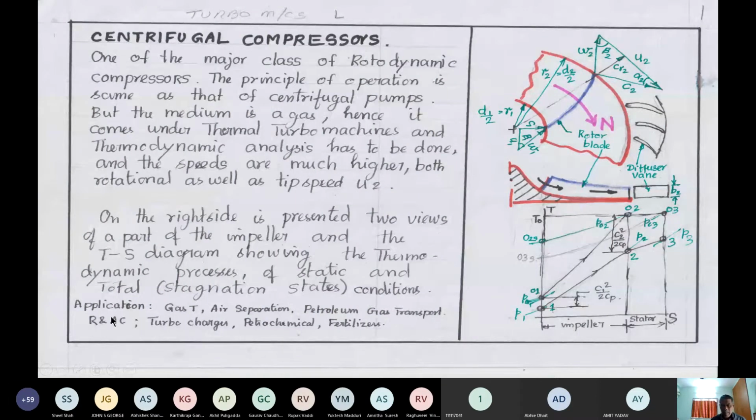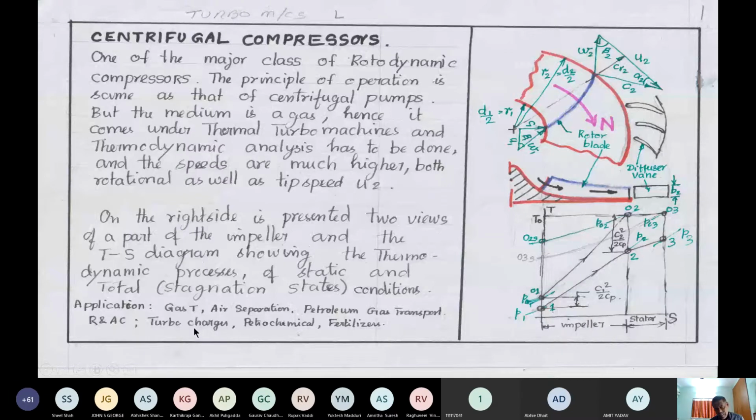R&AC, everybody knows, the refrigeration and air conditioning cycle, there is a compressor. Most of the small duty refrigeration and air conditioning plants will have only reciprocating compressors. But when you think of very large ones, you need this type of centrifugal compressor.